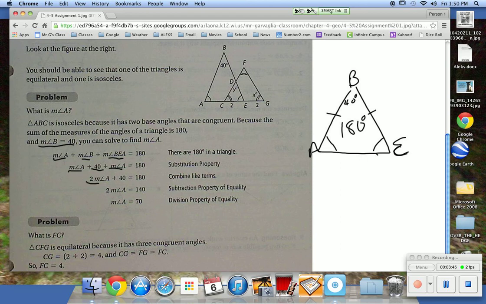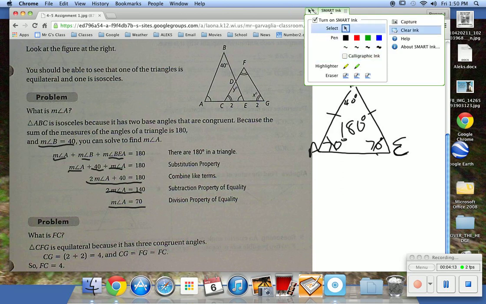Now we do the algebra on it. We've got 2 measurements of angle A plus 40. We subtract 40 out, we get 2 A's. We divide it by 2 and we get 70. So we know that each one of these angles is 70 degrees. That's how we figure it out. It's a little bit of algebra using geometry. That's really what you guys are going to do on this assignment so far.